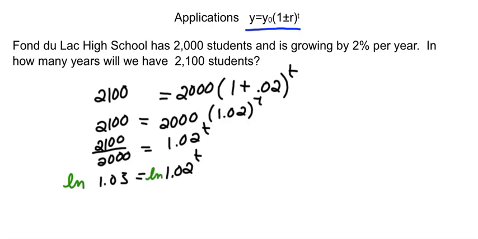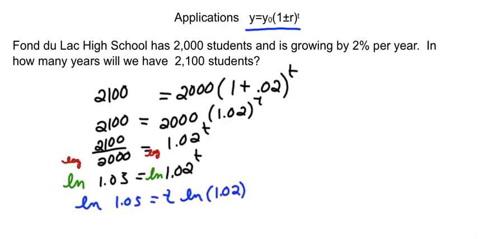If you took the common logarithm or just took a log of both sides, it is correct. You can use log base 10, log base 2, I don't care. It's going to work as long as you're consistent on both sides, because our goal is to get that t out front. So I'm going to rewrite that as the natural log of 1.05. We learned by logarithm rules we can write this out front, so t times the natural log of 1.02.